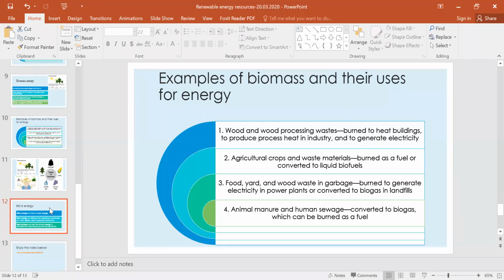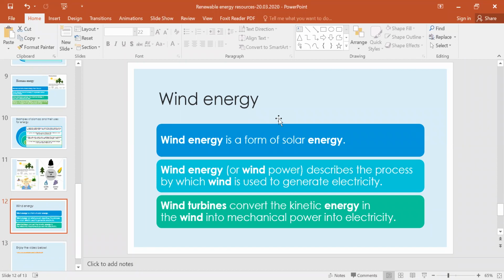And at the last, the wind energy, which we can easily understand from the name. It describes the process by which the wind is used to generate electricity. They use special equipment called wind turbines, that convert the kinetic energy, or the movement energy in the wind, into mechanical power and then into electricity, okay? So we get electricity from the wind, okay?